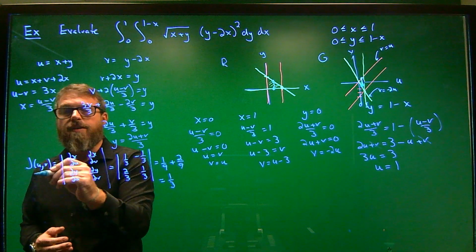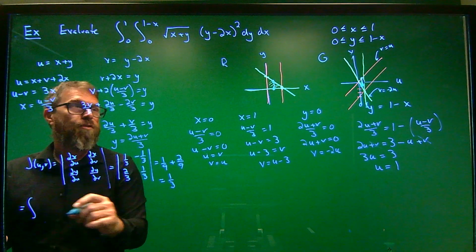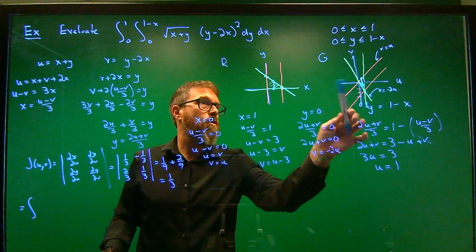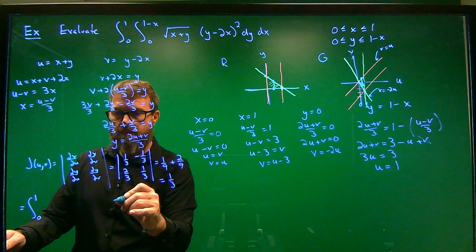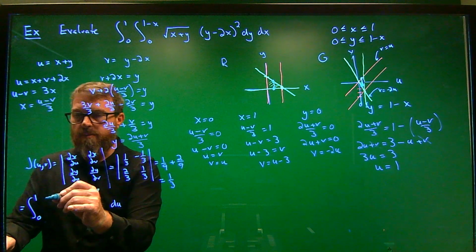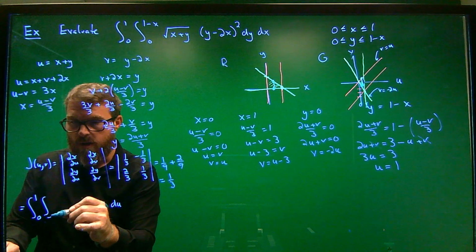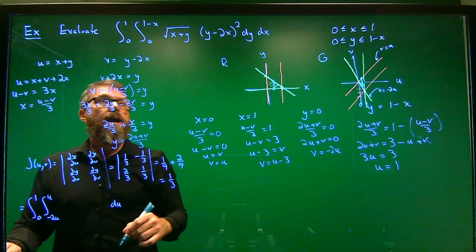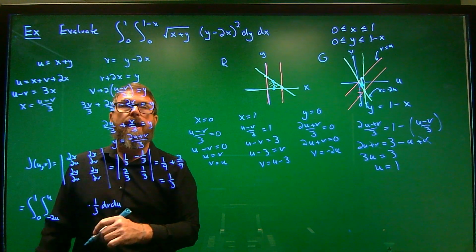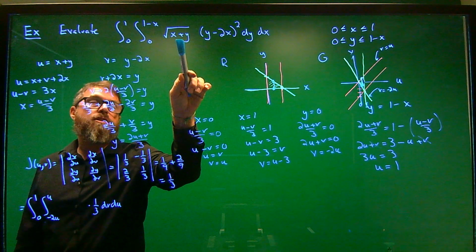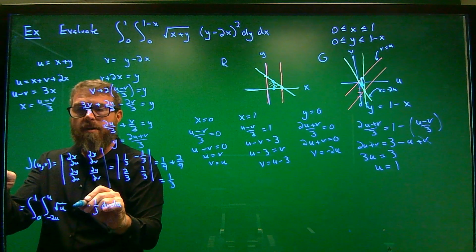So remember that we still have to find the magnitude of that thing. All right, so this is going to be equal to the integral from 0 to 1 in the u direction, since it's sliding this way. And then the integral for our v's is going to go from the lower bound, which is negative 2u, to the upper bound, which is u. I have to multiply by the magnitude of the Jacobian, and then plug in our substitutions: the square root of x plus y, which is root u, multiplied by v squared.